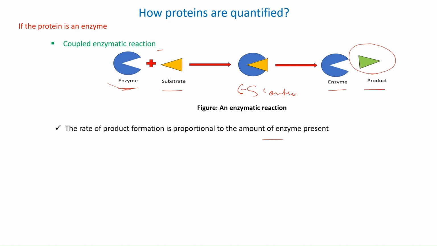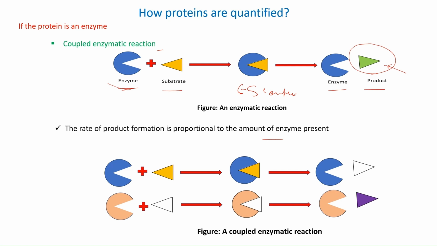Now for that, the product should be in the form of a quantifiable, observable product. If the product is not observable, we cannot quantify it. In that case, we can convert the product again. This is our enzyme or the protein which we need to quantify. If this enzyme is giving rise to a product which is not observable, then we can convert the product into another product which can be quantified easily or is observable. So this is how, if the protein is an enzyme, we can use the enzymatic reaction to quantify the protein, because the rate of product formation is proportional to the amount of enzyme present.